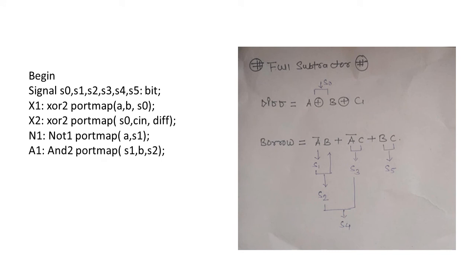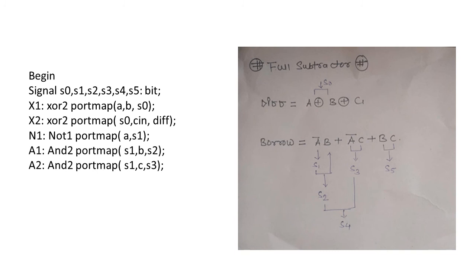So in order to deal with this, we are going to declare signals S0, S1, S2, S3, S4 and S5. Basically they are bits. After this we will write the component instantiation. First I am going to use an XOR gate with port map A as input, B as input, and output going to S0. So we have written A, comma B, and the output will be S0. Once this statement is executed, we'll get S0 equal to A XOR B.